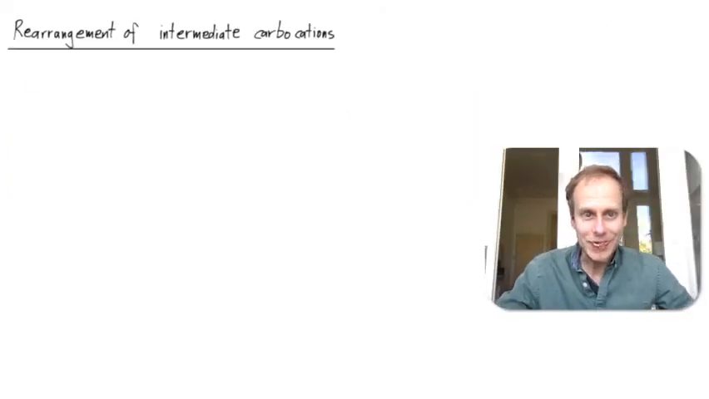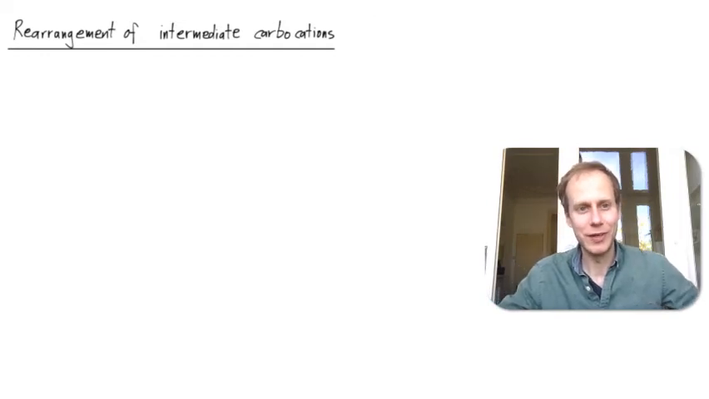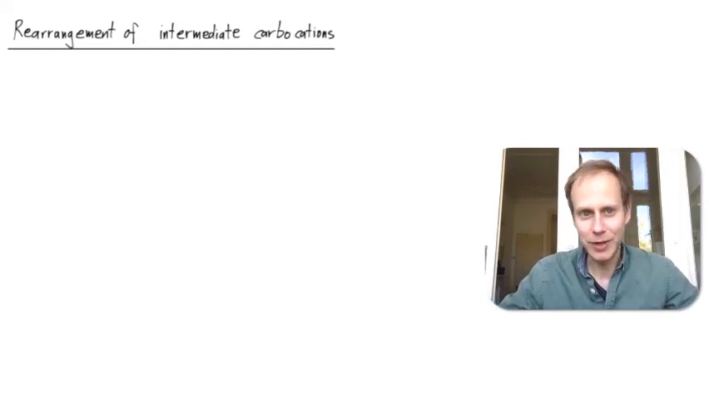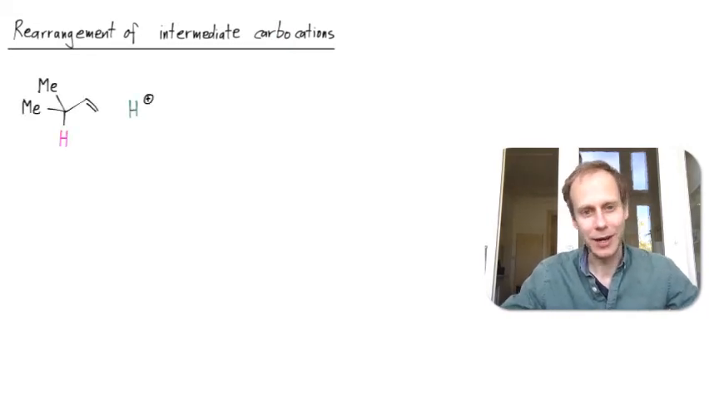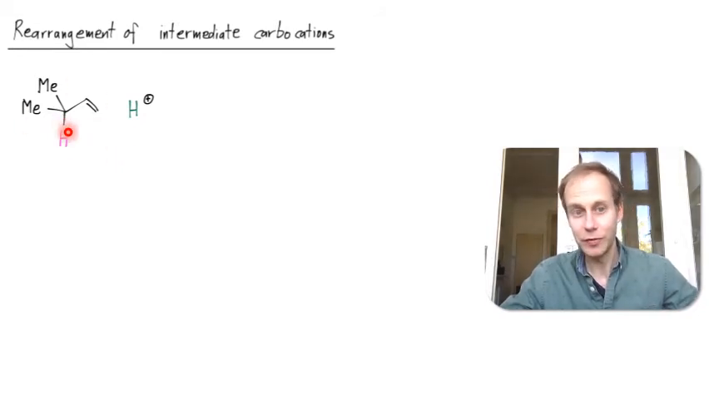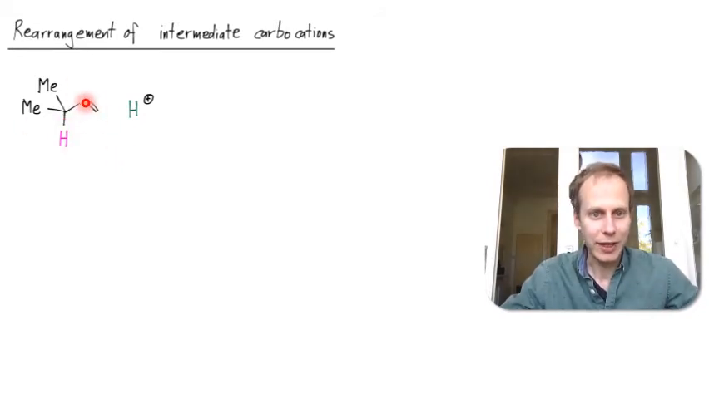So there's another interesting aspect about this electrophilic addition reaction, which is the rearrangement of intermediate carbocations. So here are our two reactants, a proton, which is the electrophile, and our alkene, which is the nucleophile, with a double bond at the end carbon here and methyl groups here at this end of the molecule.